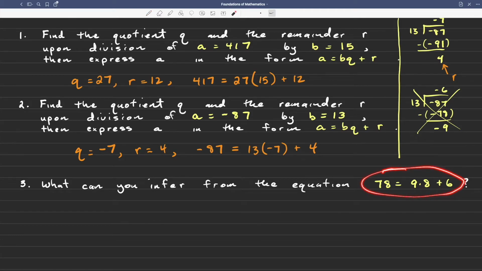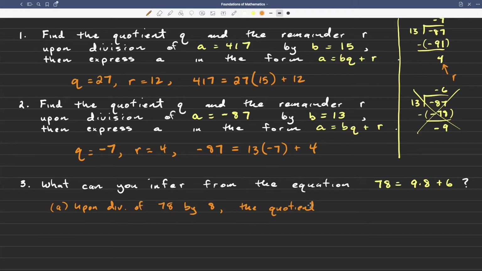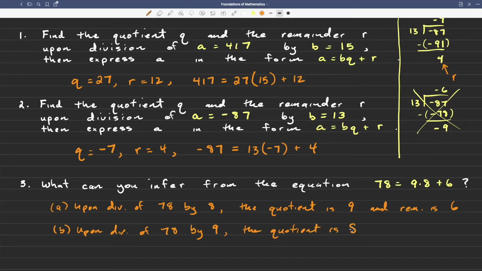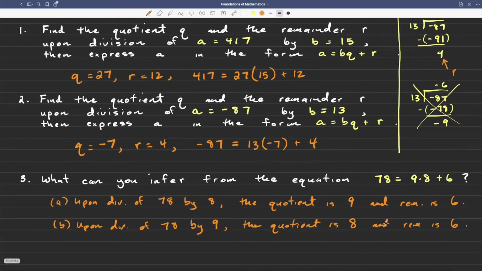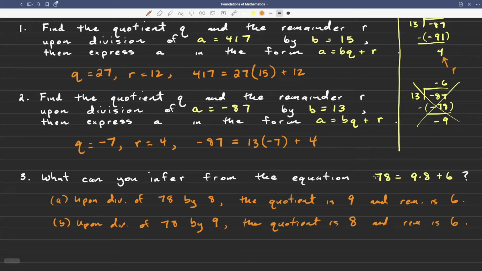And then for number 3 here, we're given this equation and asked what can we infer from it? Well, if you're thinking in terms of this context of the division algorithm, you can infer a couple of different things actually. You can infer that upon division of 78 by 8, the quotient is 9 and remainder is 6. But you can also say that upon division of 78 by 9, the quotient is 8 and the remainder is 6.